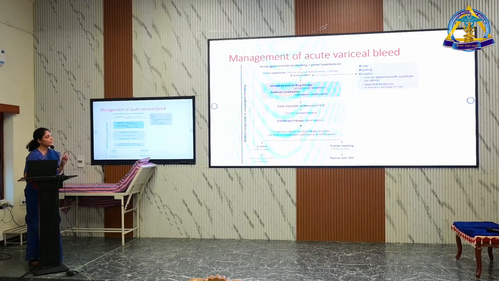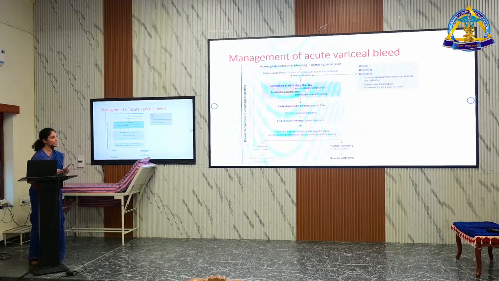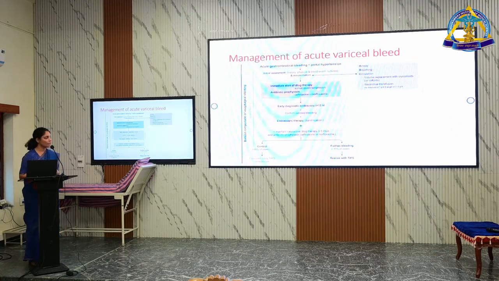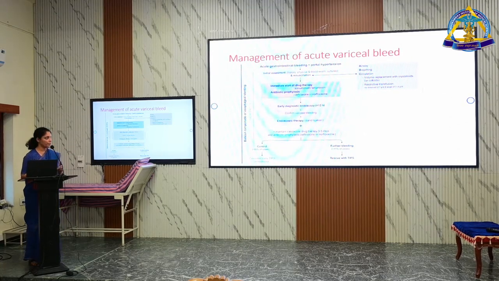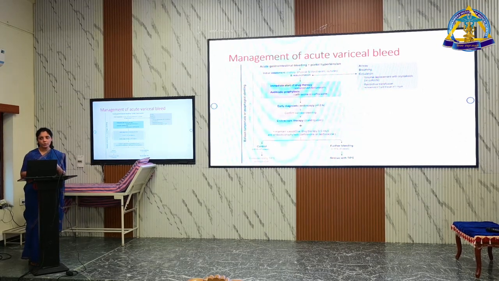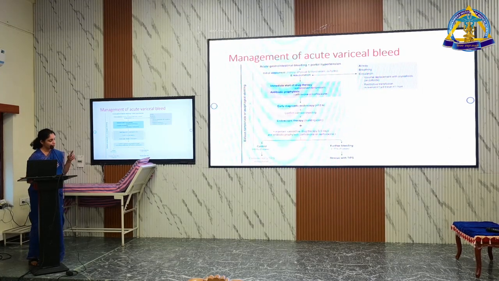And you go for an early diagnostic endoscopy, and the time period defined is within 12 hours. So always stabilize the patient, go in for an early diagnostic endoscopy within 12 hours of presentation, whereby we confirm a variceal bleeding and go for an endoscopic therapy. Most of the times it will be endoscopic band ligation. And there are other modalities also like the endoscopic sclerotherapy, which is less often used. And I'll just come to that.